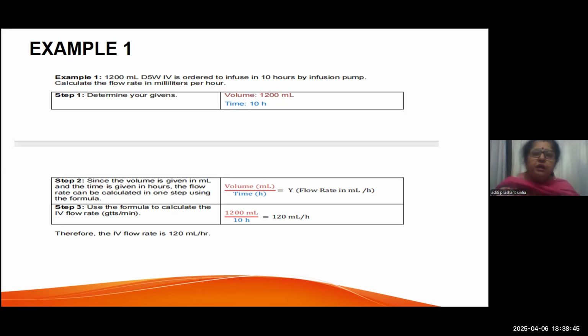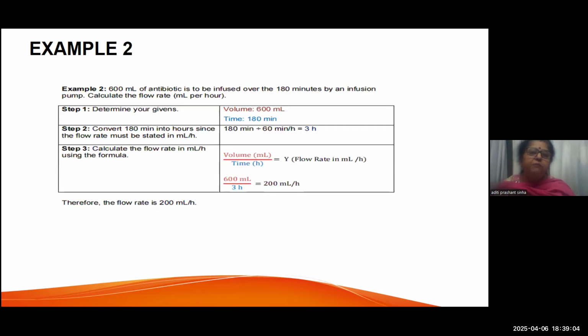Is it okay? See, the formula remains the same. If it is a drop factor, convert it into minutes. If it is an infusion pump, convert it into hours, and you will get how much ml of fluid is to be administered per hour. Instead of per minute, you are going to get per hour.